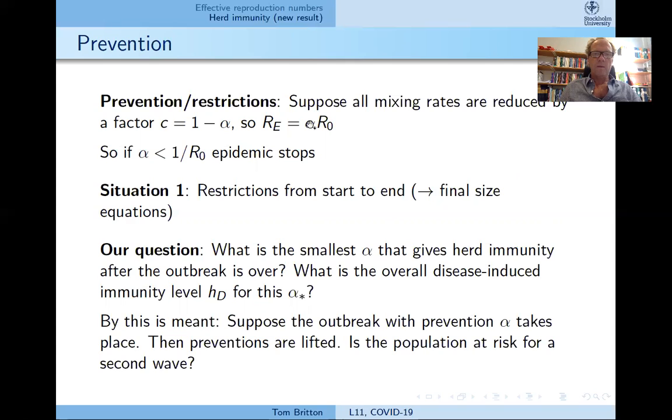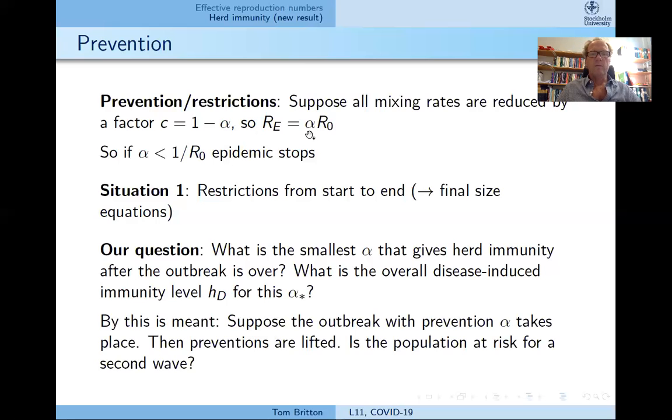Well, if alpha is 1, that's not at all a very small value, then the effective reproduction number is the original one, and you see a big outbreak. And then after that outbreak, if you lift restrictions, you will not see a second wave clearly.